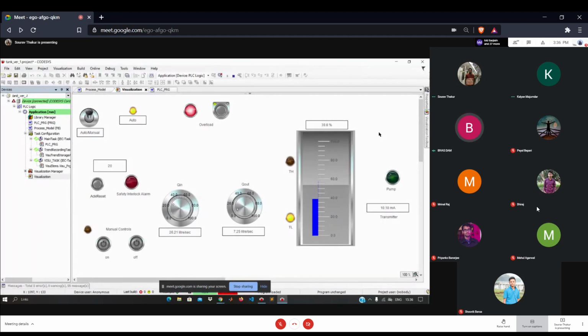Now, after that, what will you be doing? Sir, if overload is there, then the pump won't start. And I just rectified the overload situation. So the pump is starting. But what about the acknowledge and reset button? So the acknowledge and reset button was for the safety interlock alarm. No, it was for all the three problems.